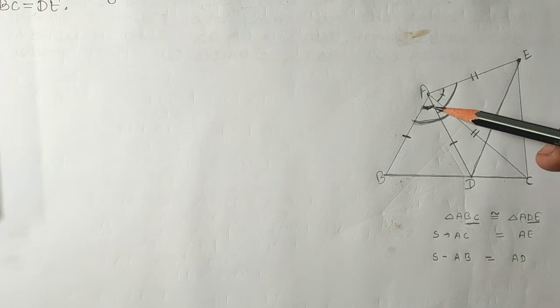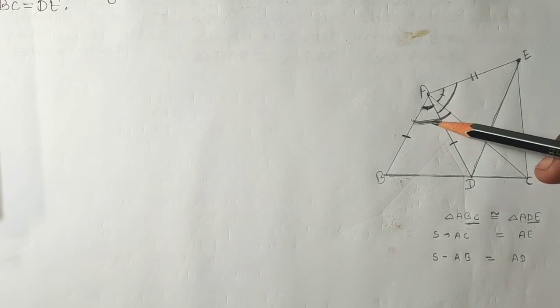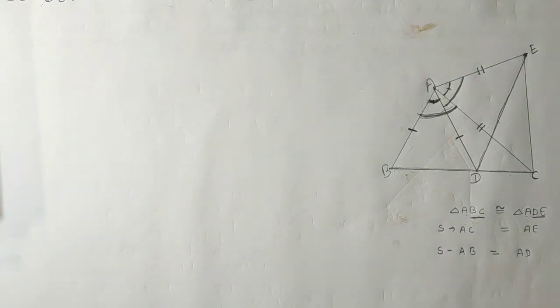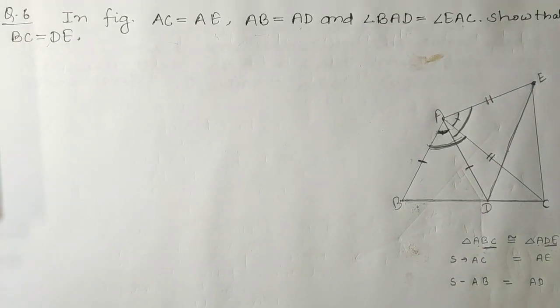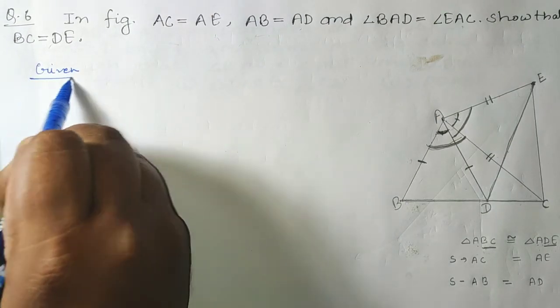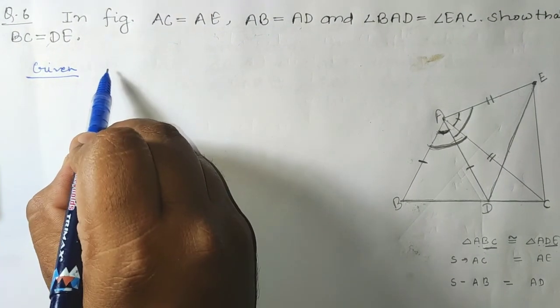Okay, so how will we make this angle and this angle into this angle and this angle? How will we make it? Let us see. See students, firstly we'll write what is given, then we'll do the solution.